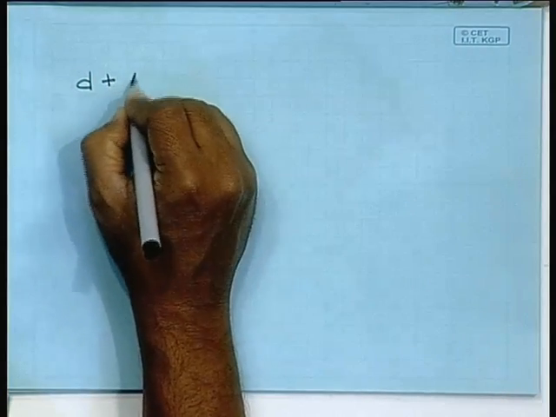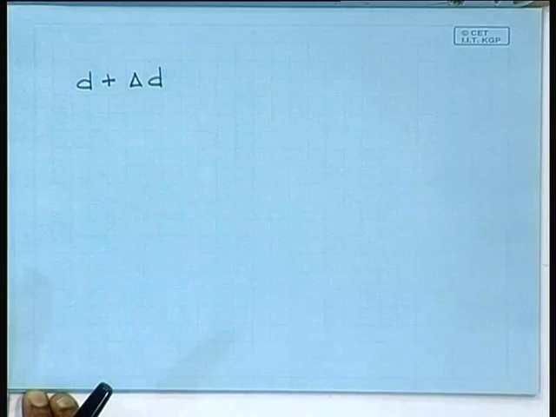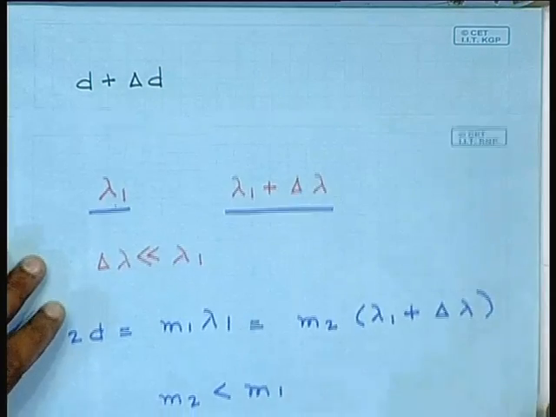Now, let us ask the question, I start from concordance and I slowly move one of the mirrors so as to increase the separation between the two arm lengths. So, I start from concordance, so I have a particular value of d and I move one of the mirrors so as to make the separation between the two arm lengths d plus delta d. And we look at the intensity at the center.